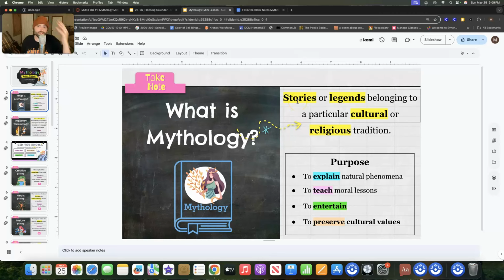Mythology are stories or legends belonging to a particular culture or religious tradition. Their purpose is to explain natural phenomena, to teach moral lessons, to entertain, and to preserve cultural values. All of these were reasons why the people before us created these myths.